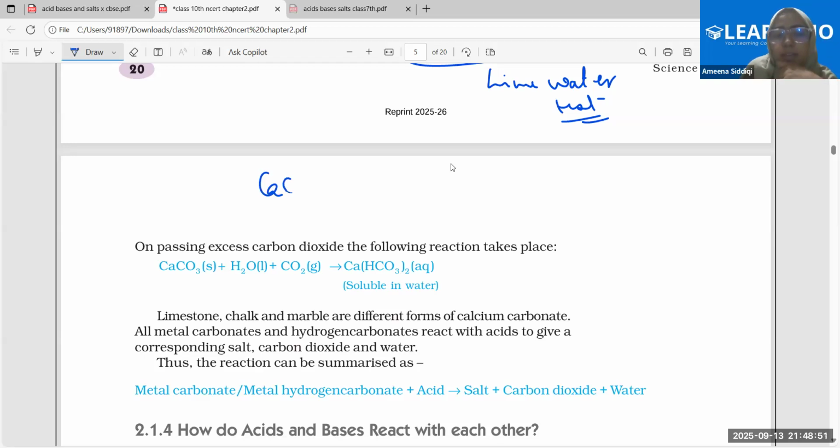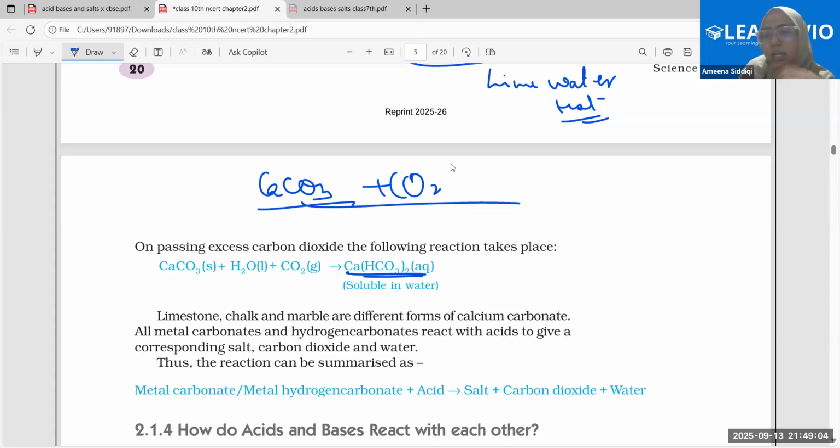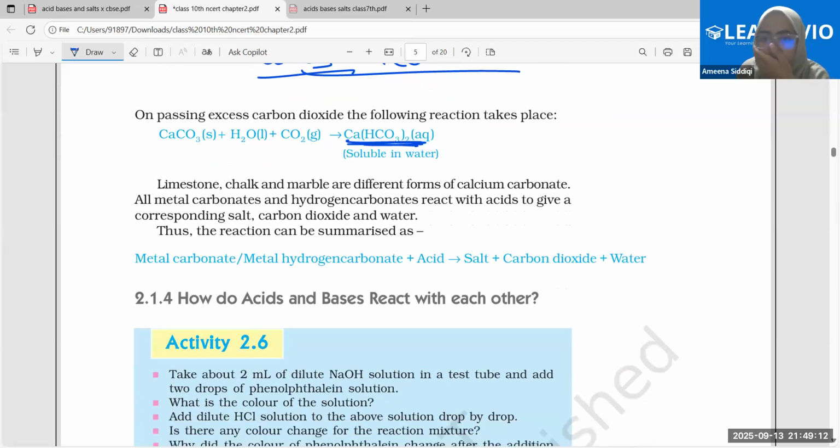Fine. Now, once we have calcium carbonate, if we pass excess carbon dioxide through this, what will happen? Calcium bicarbonate would be formed. Earlier it was the calcium carbonate. Now the calcium bicarbonate would be formed. Any problem here, बच्चों? No, ma'am.